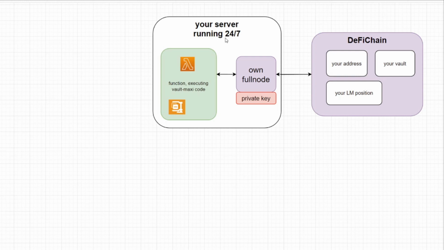This is basically what the old version, or the first version of Vault-Maxi did. It's the Python version. It's also in a repository. You can still run that. I still run that. And it's the same functionality. So it works in parallel to the AWS version.